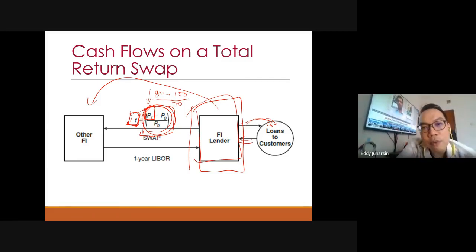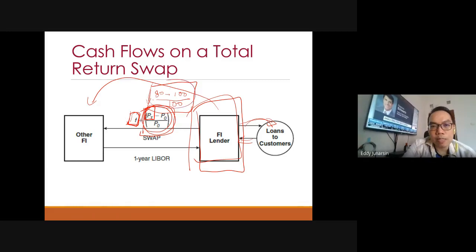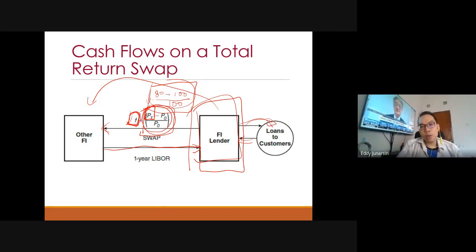So you see here, from 100 dropping to 80, then we know that this is minus 20%, or minus 0.2, plus the fixed rate that we have to pay to the seller of the credit default swaps. On the other hand, we will receive LIBOR, in this example. So again, we do this to hedge both the interest rate and also the credit risk. That's why we call it a total return swap. So we hedge the interest rate risk as well as the credit risk.